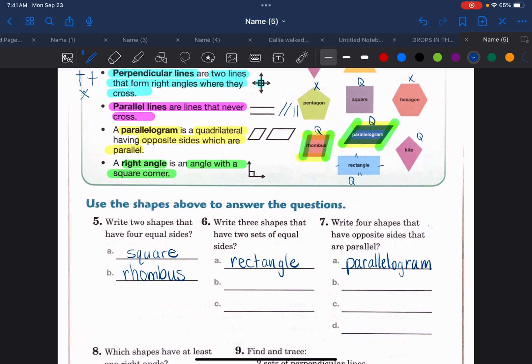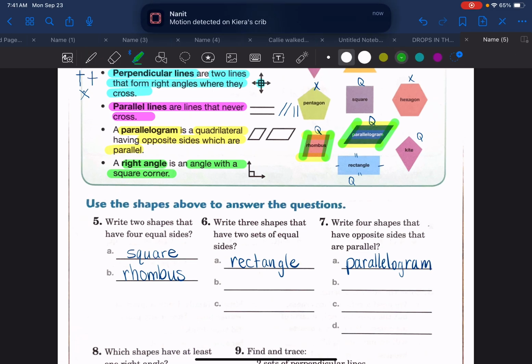Okay, rhombus. If I look, is a hexagon. This and this, they're parallel. They're never going to touch. They're straight lines. And then this line is opposite of this line. Guess what? It's never going to touch. This line is opposite of this line. It's never going to touch. So a hexagon could go there also.